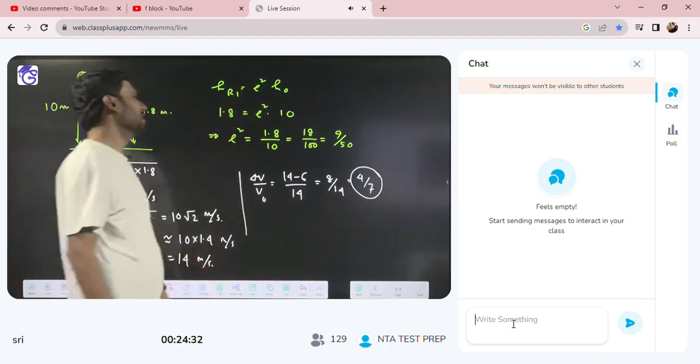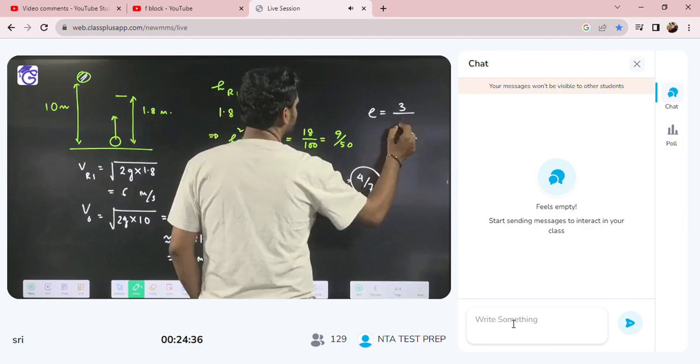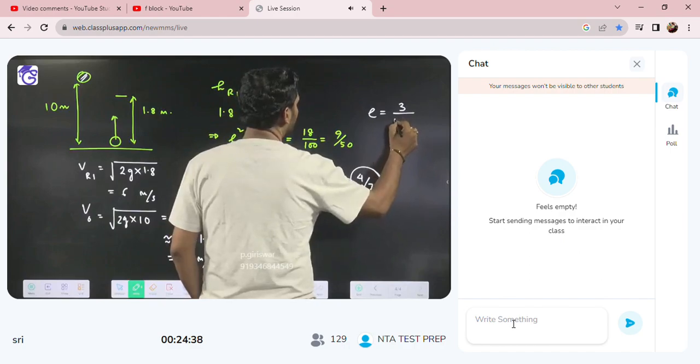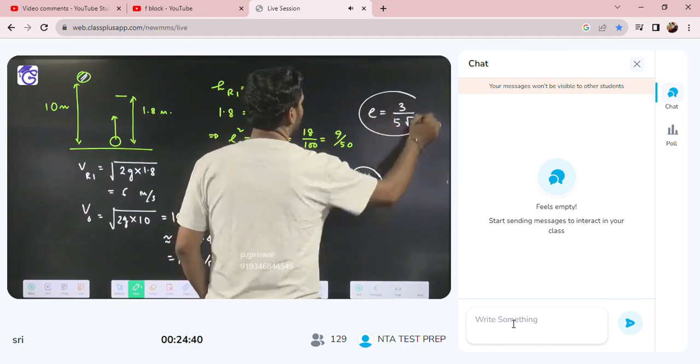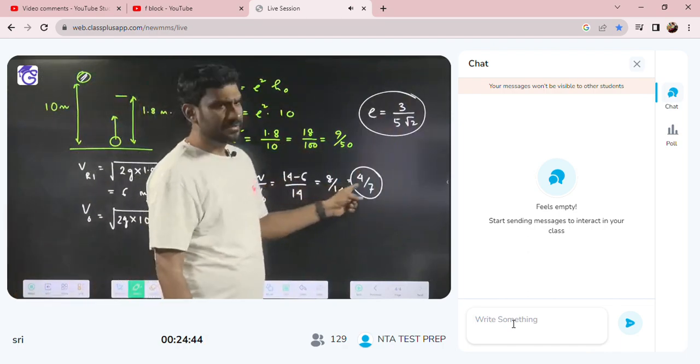So we can find out the value of E. I think E is coming to be how much? 3 by 5 root 2. That is the value of E here. We can find out the fractional change in velocity.